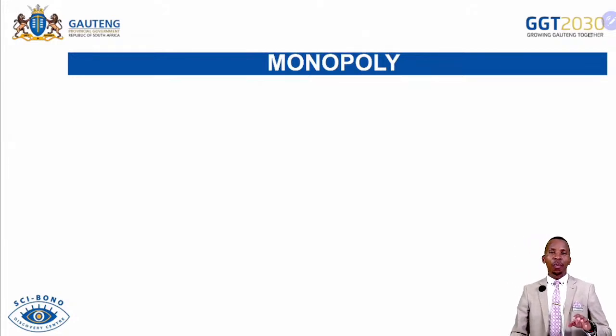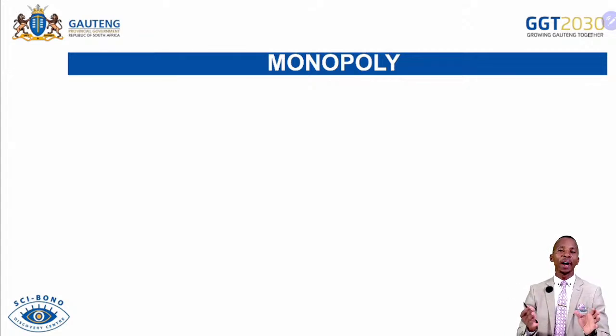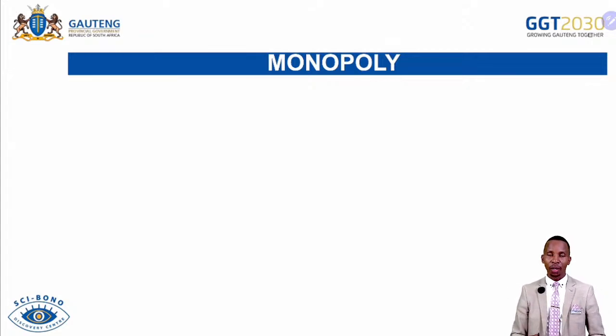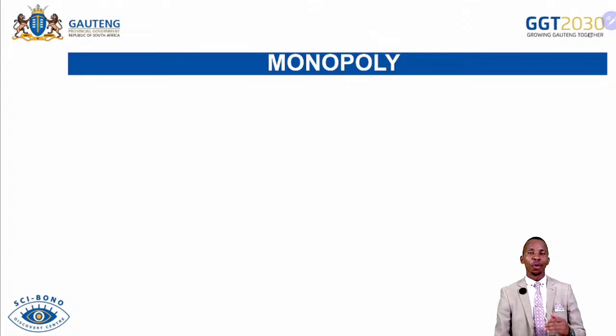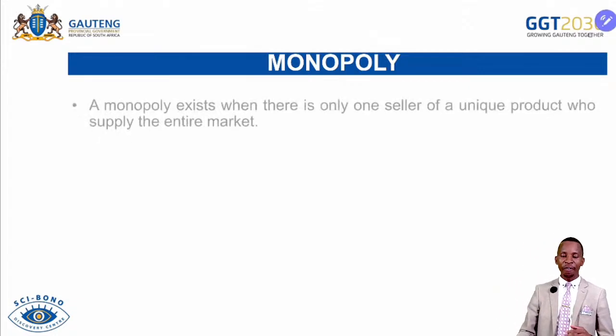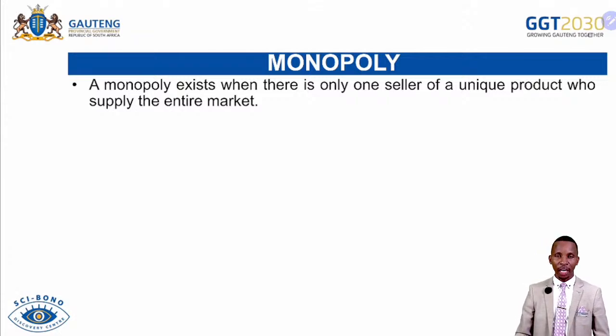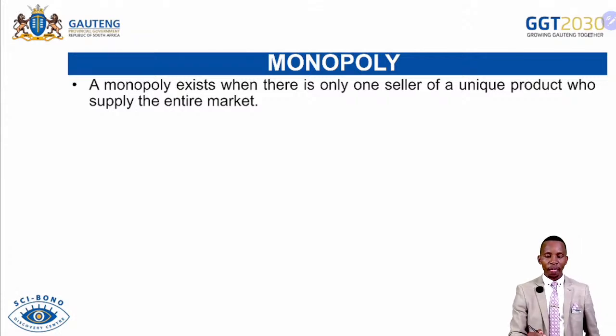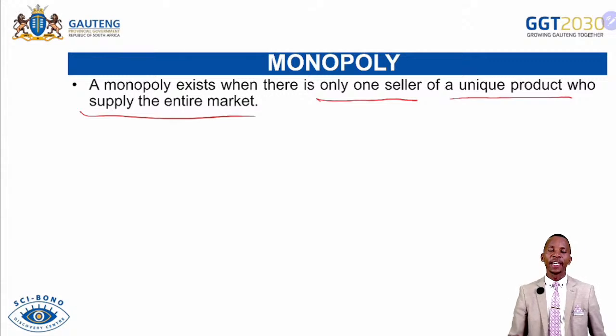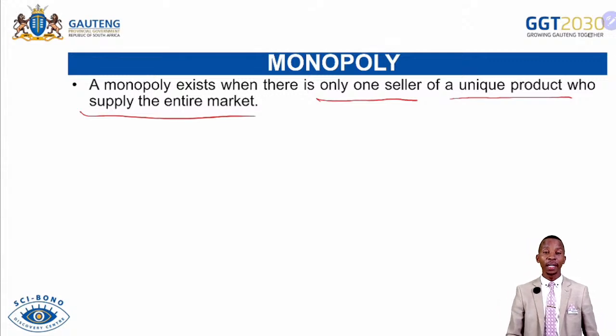And then now, the monopoly. So we're talking about the imperfect markets, all of them. Now we focus on the monopoly. Remember, a monopoly exists if there is only one firm available in the market to produce the unique product for the entire market. So a monopoly exists when there is only one seller of a unique product who supplies the whole market. There will be one firm existing.